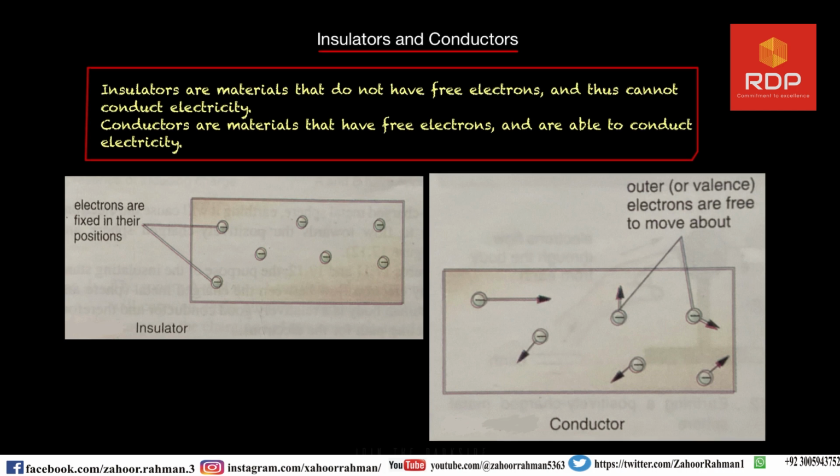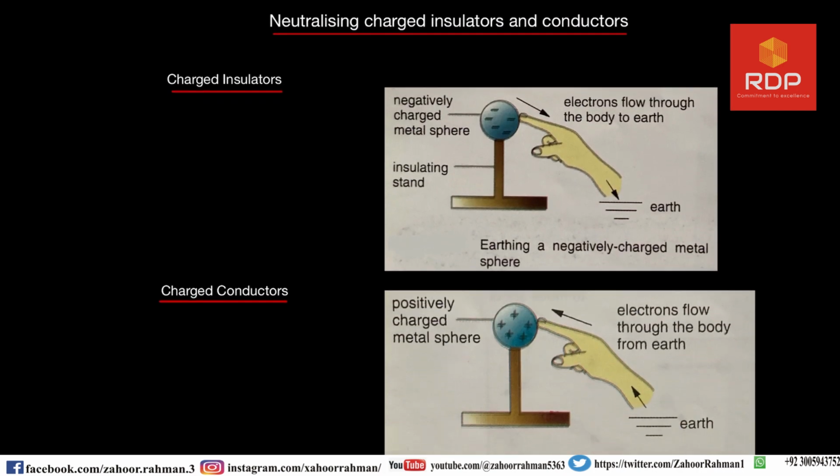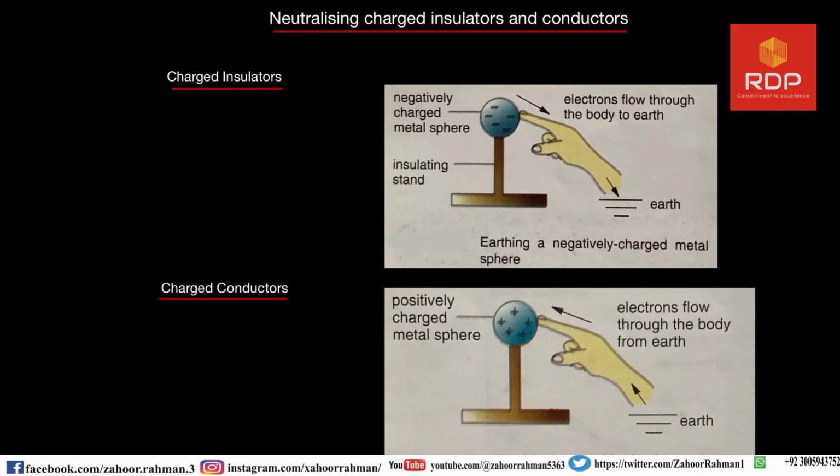Okay, let us turn our focus to another very important topic, and that is neutralizing charged insulators and conductors. To neutralize a charged body is to remove the excess charge from it. This process is also known as discharging.